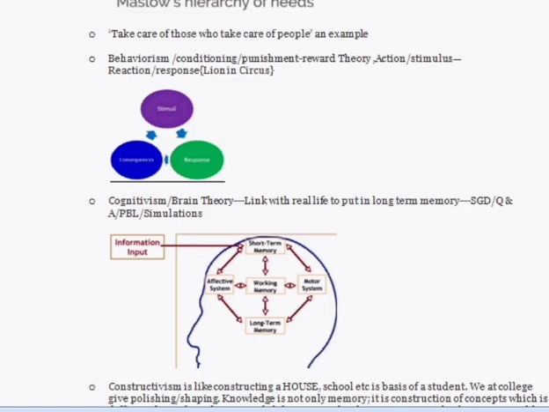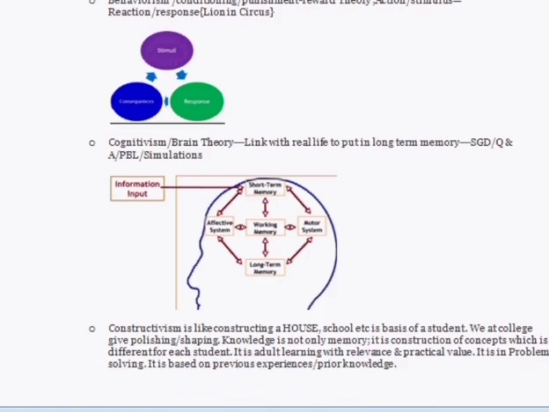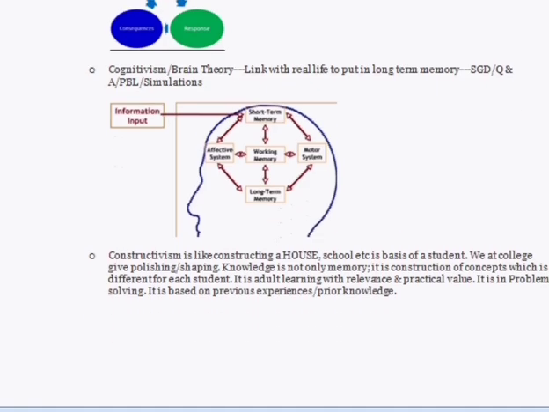Cognitivism, brain theory, links with real life to put in long-term memory. That is small group discussion, question and answer, PBL and simulations. So the memory is working memory and then it goes into short-term and long-term memory.